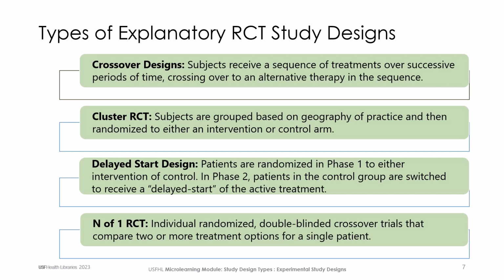Less common are N of 1 RCTs, which are RCTs individualized for a single patient. Clinicians may choose an N of 1 trial when there are therapeutic uncertainties for a specific patient. Hence, N of 1 RCT treatment decisions are based on objective data as well as patient-centered outcomes.